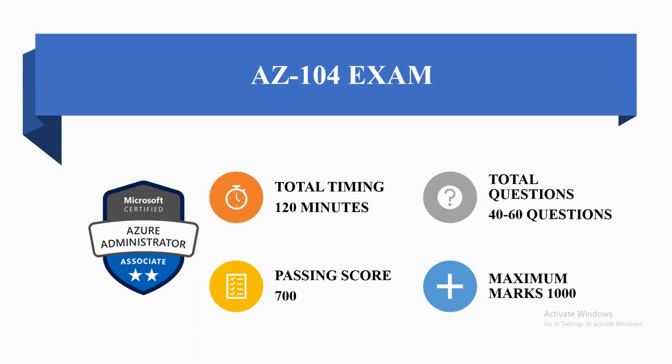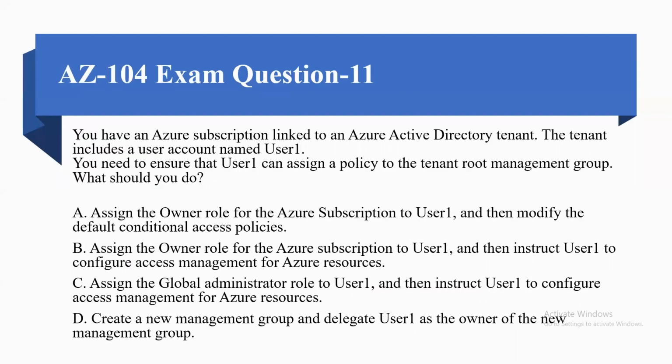This is the third video of the series AZ-104 exam. Coming towards questions. Question is, you have an Azure subscription linked to an Azure Active Directory tenant. The tenant includes a user account named user1. You need to ensure that user1 can assign a policy to the tenant root management group.